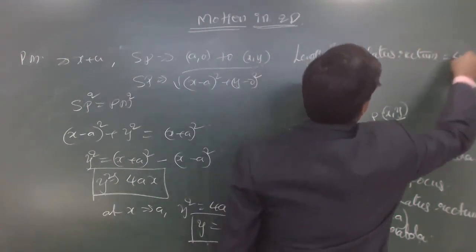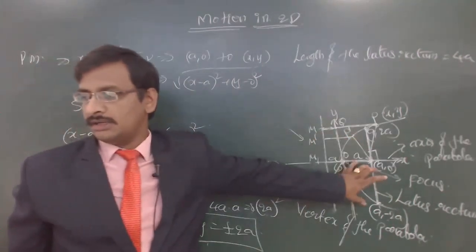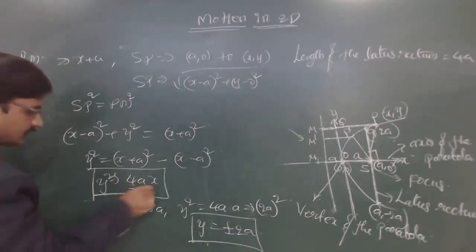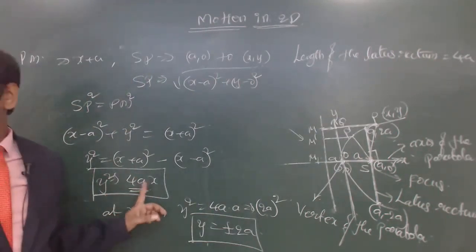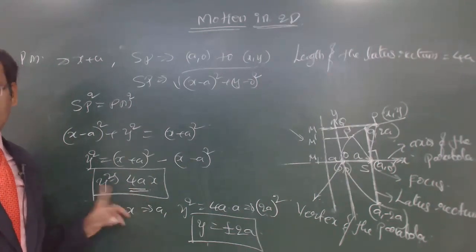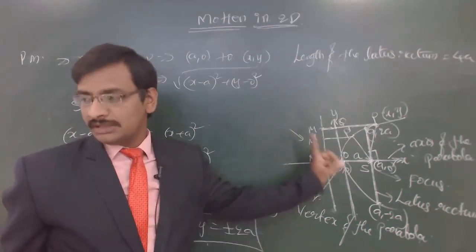Length of the latus rectum is 4a. Got it? So this height and this height, the sum of these two will be 4a. So in this equation, if you notice, the coefficient of x will always give the length of the latus rectum, and y square is equal to 4ax is the standard relation of the parabola, which is the right side parabola.